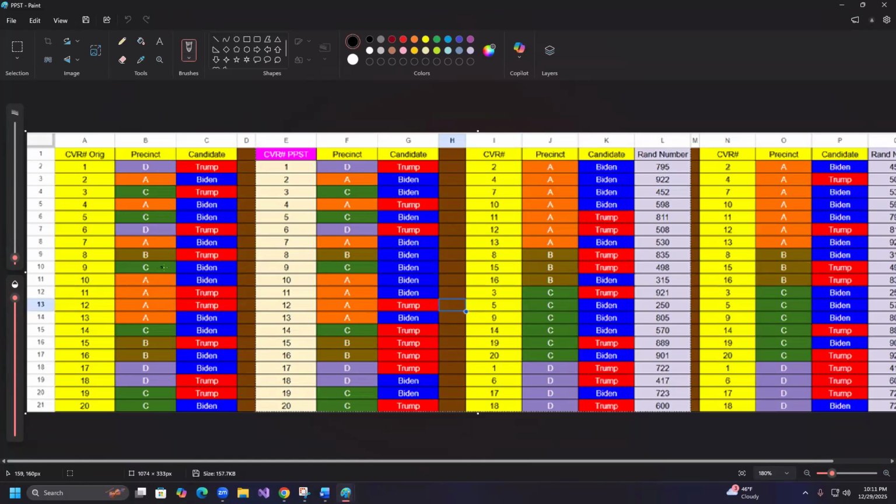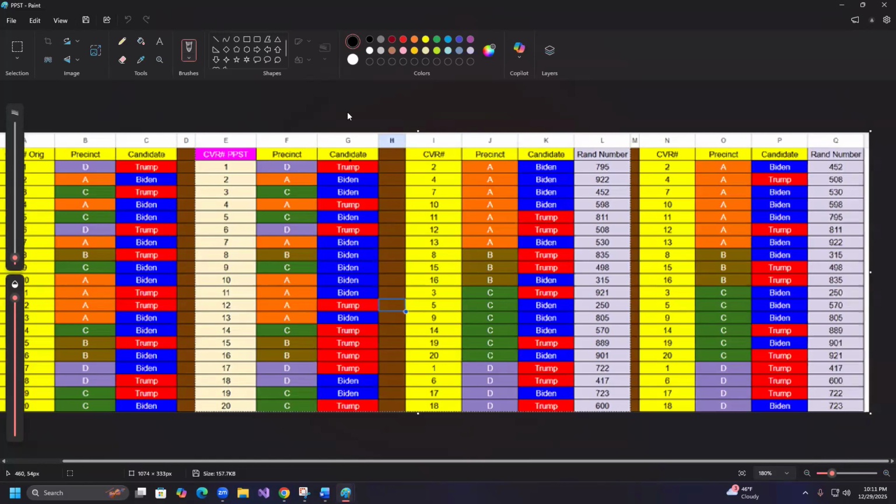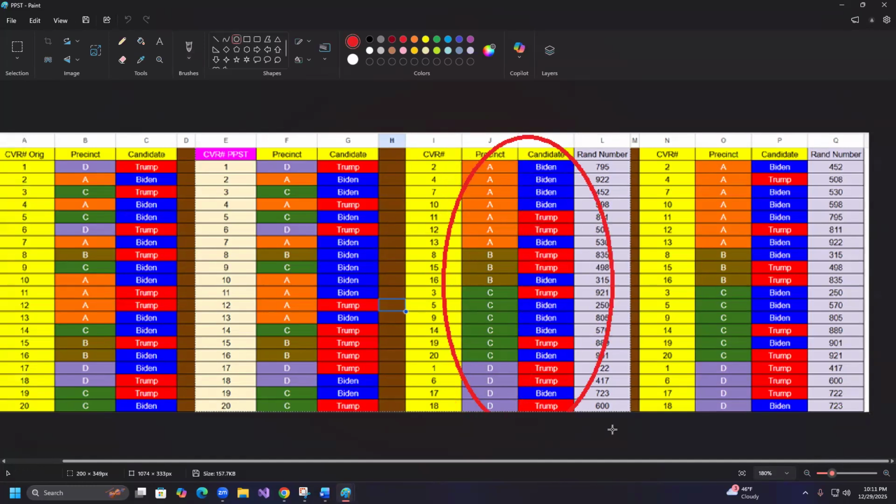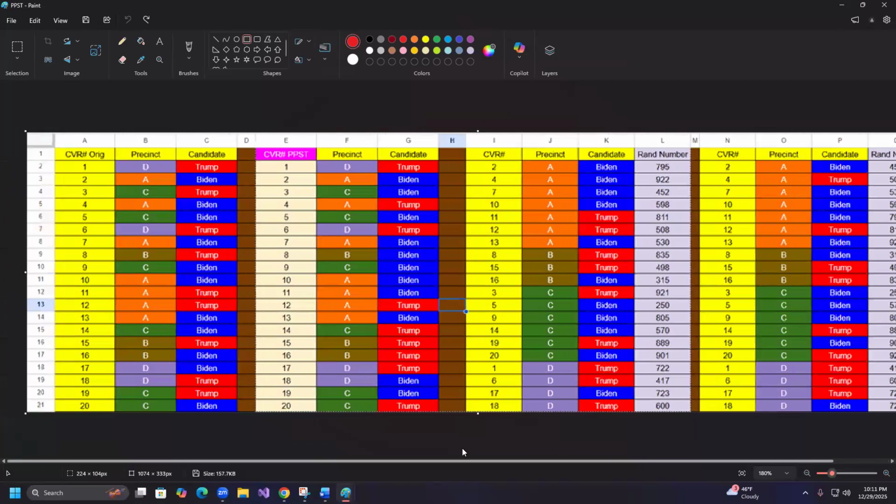So first over here, you sort them by precinct from A to D. You just roll a random number, and then you shuffle by that random number, but only within each precinct block. Okay, so that's the precinct preserved shuffle test. And then you pop them back out into a shuffled cast vote record.